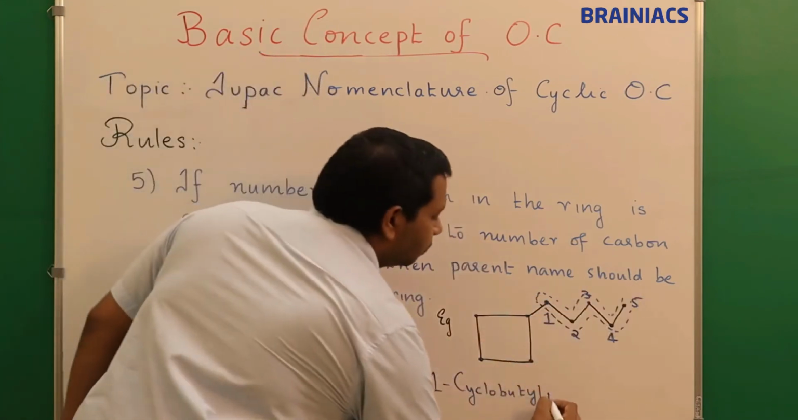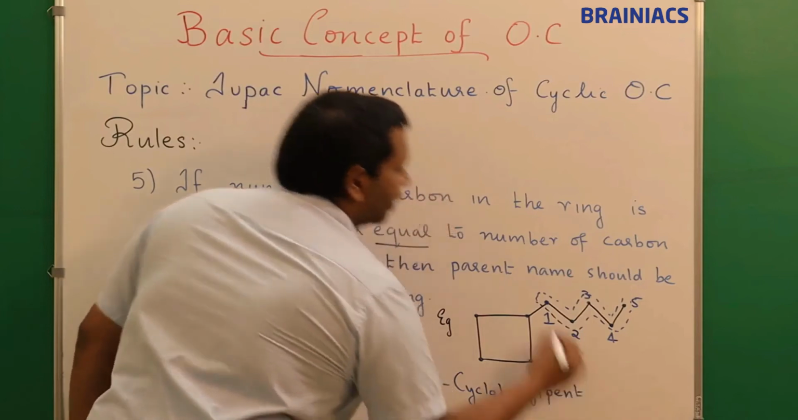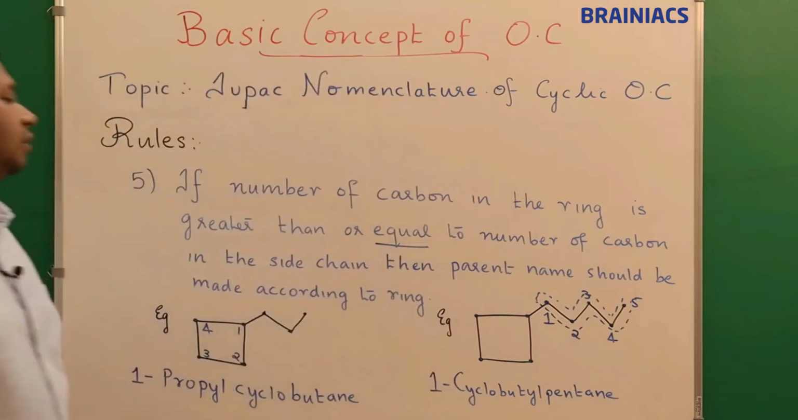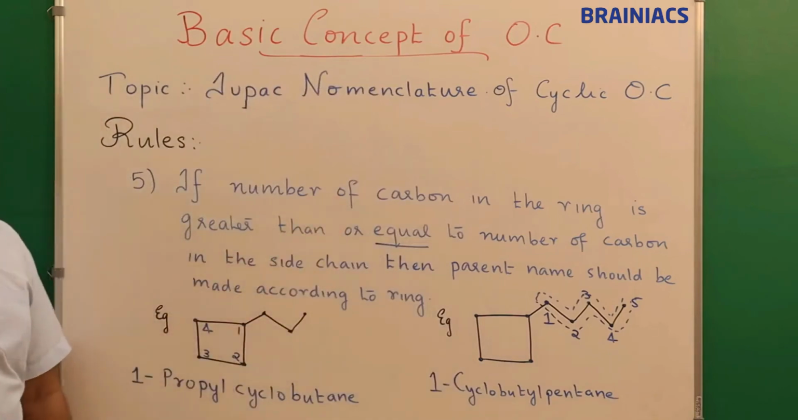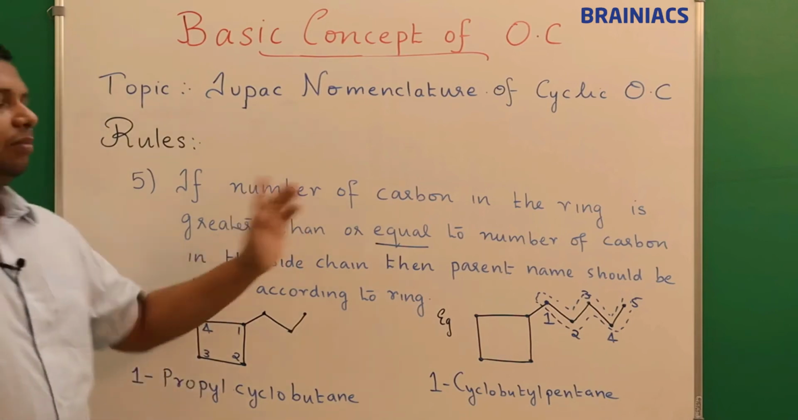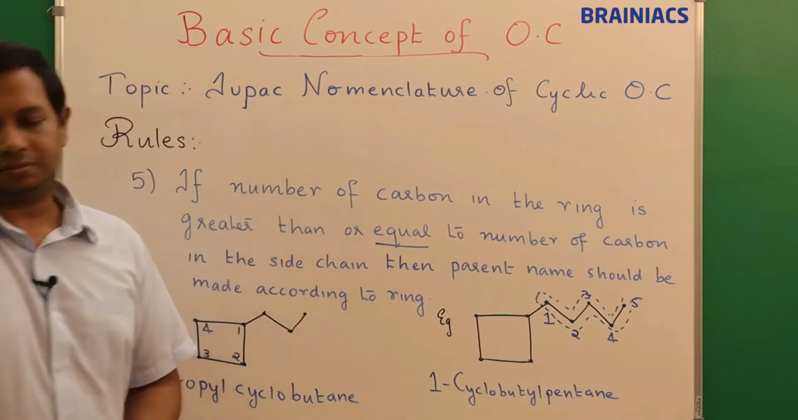So my word root is pent and they are connected through single bond, so it should be 8. So the answer is 1-cyclobutylpentane. Understood? So we will see more examples, don't worry. This is a very important rule, please remember this.